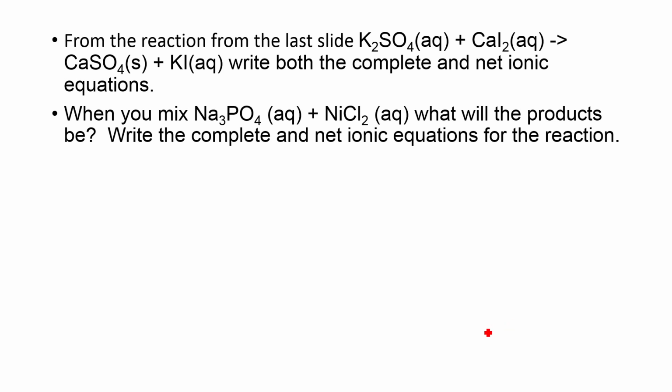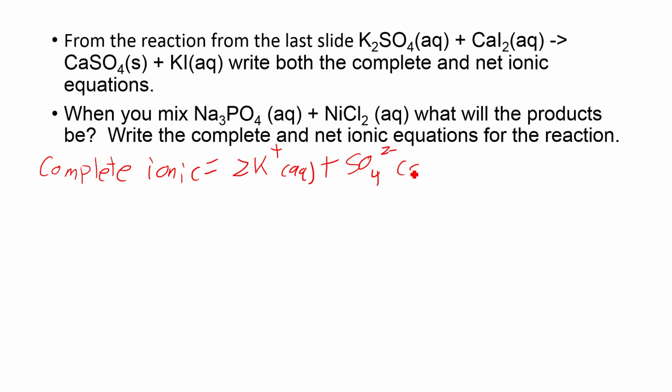So, remember, for our complete ionic, that's where we're just going to split things up that are aqueous. So our complete ionic is going to be equal to, we've got 2 potassiums, right? Because they break up by themselves. We then have SO4 2-, because that is going to be a polyatomic ion, so it doesn't break up into the separate sulfurs and oxygens. We then have a calcium 2+, and we have 2 iodines that are -1.